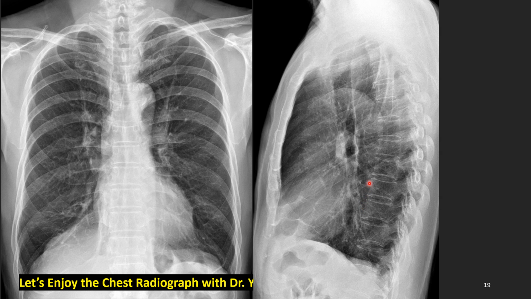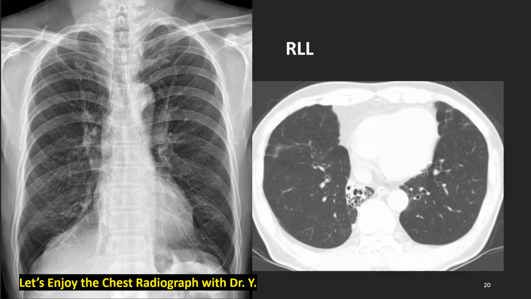Right lower lobe collapse in the lateral image is not so impressive, just somewhat increased opacity here. Not special, nothing attractive. How about this axial CT of right lower lobe collapse? This is from bronchiectasis, collapsed right lower lobe.